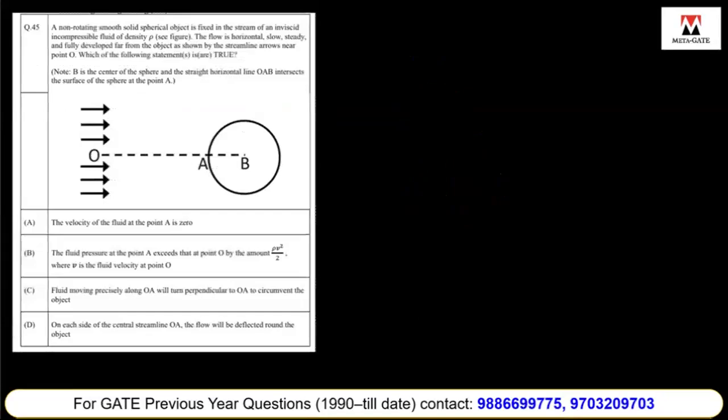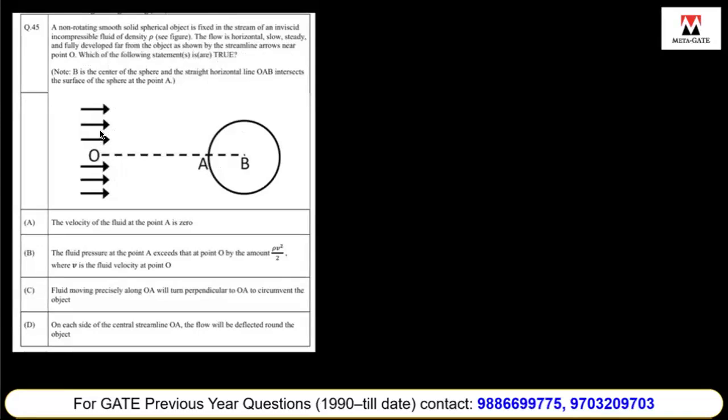Now, a non-rotating smooth body, a solid spherical object, is fixed in the stream of inviscid incompressible fluid. The flow is horizontal, steady, and fully developed far from the object, as shown by the streamline arrow near the point O. Which of the following is true regarding it?